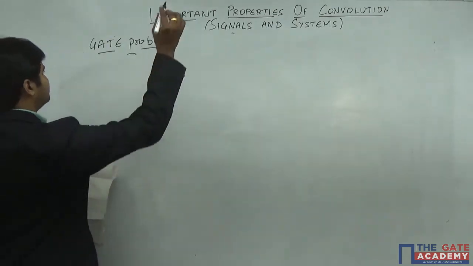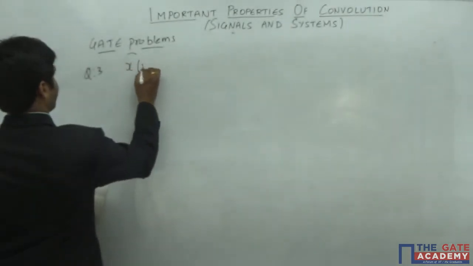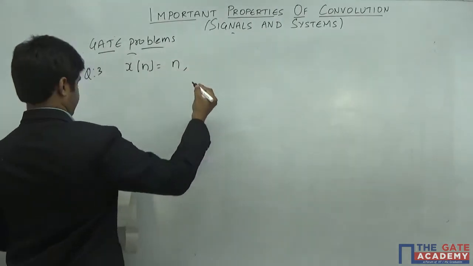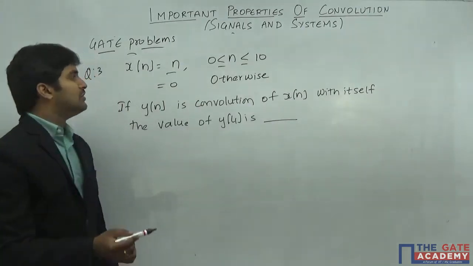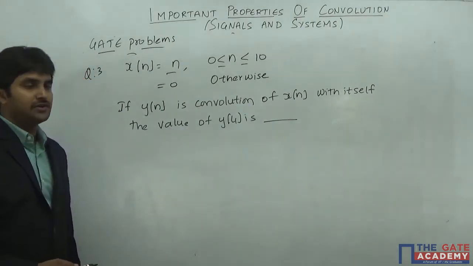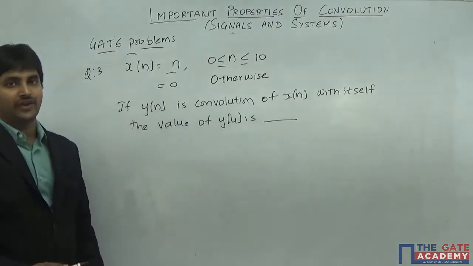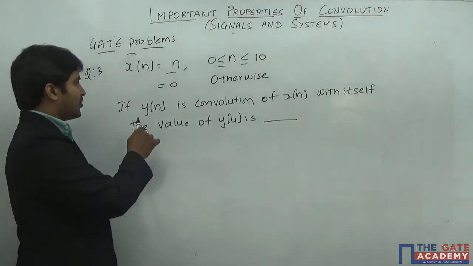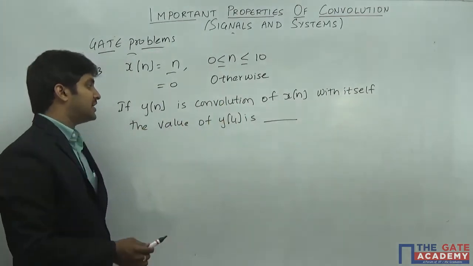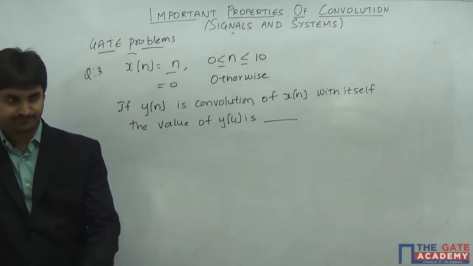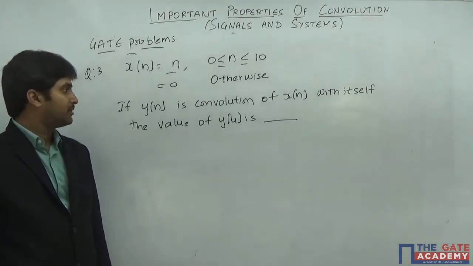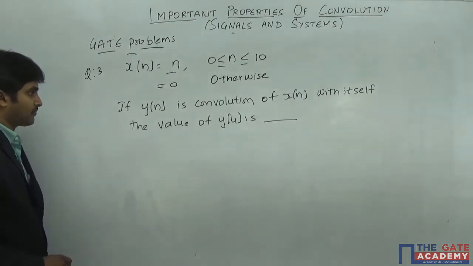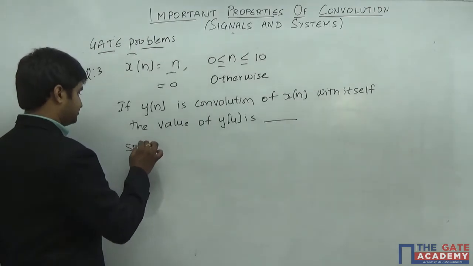Let's look at the third problem. So students, here x of n is given as n, where the value of n is between 0 and 10, and x of n is equal to 0 for the other values of n. Then in that case, if y of n is the convolution of x of n with itself, what is the value of y of 4? You can pause the video and try to solve the problem. So let us look at the solution.